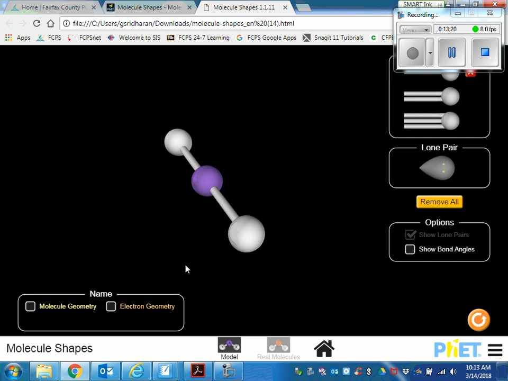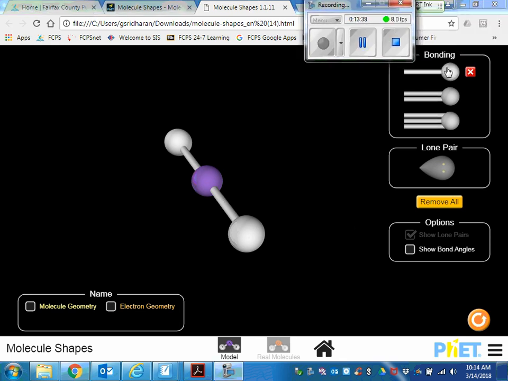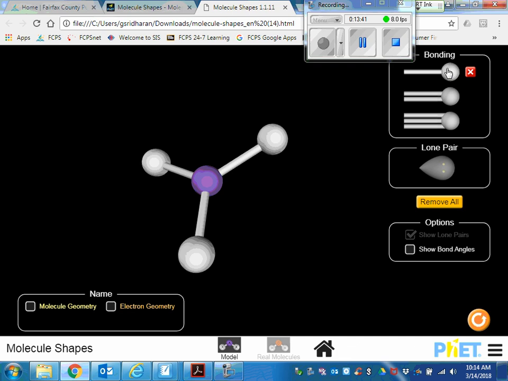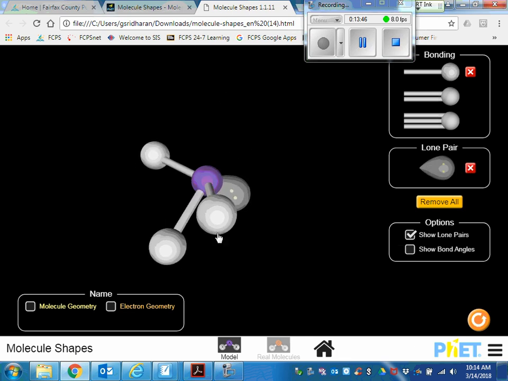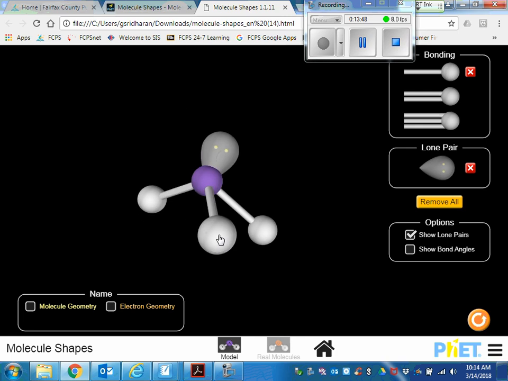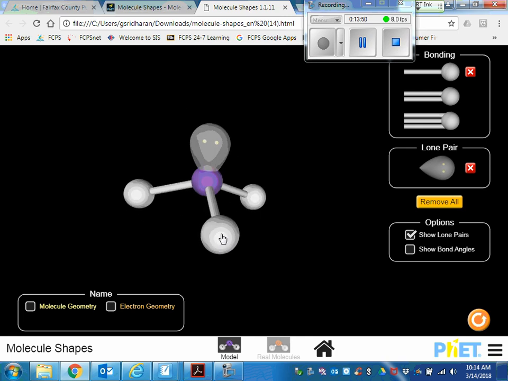Now, in ammonia, how many bonds did we have? 3 bonds, and 1 we call a lone pair. It was on nitrogen. So we have 3 bond pairs and 1 lone pair. Let's insert 1 more bond pair here. But then there are 3 bond pairs and 1 lone pair. See, the lone pair also needs space. What does this arrangement look like to you?